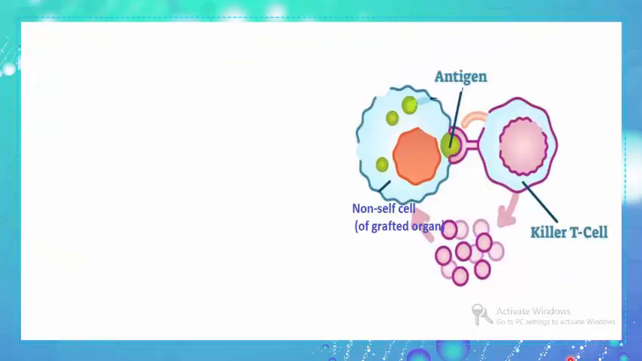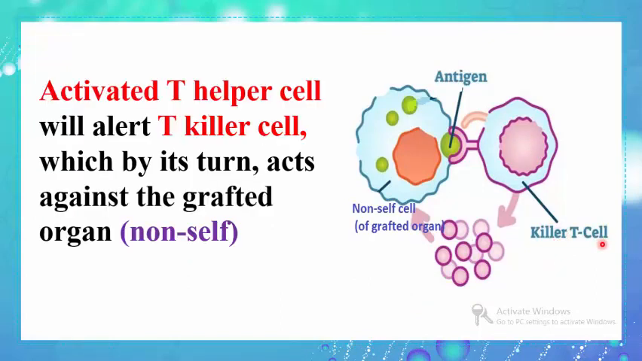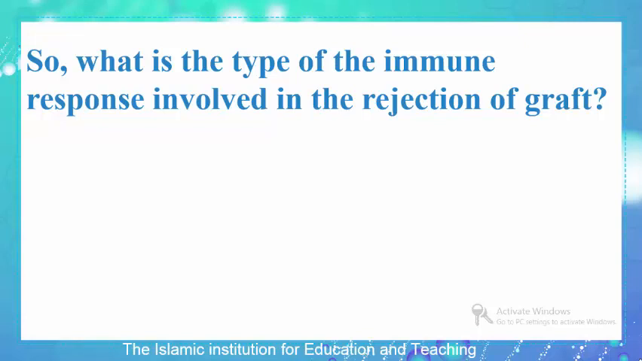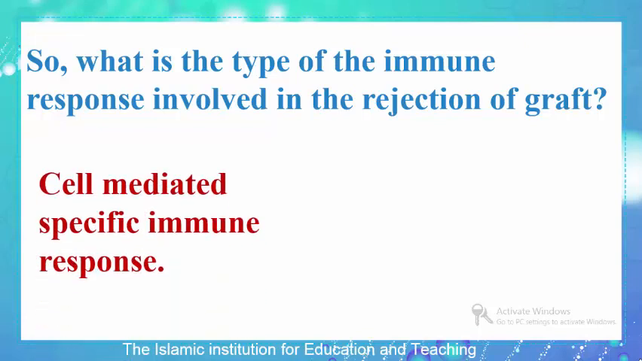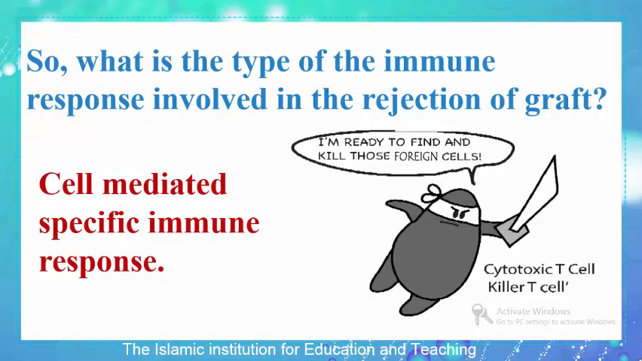The T helper cell now will alert the T killer cell, which in turn will be responsible to act against the grafted organ, which is recognized as non-self, by secreting chemicals that cause the explosion of the cell, where it destroys it, meaning it causes the death of this non-self cell. Now, we are able to state that the type of the immune response involved in the graft rejection is cell-mediated specific immune response, where the T killer cell is responsible to be active.